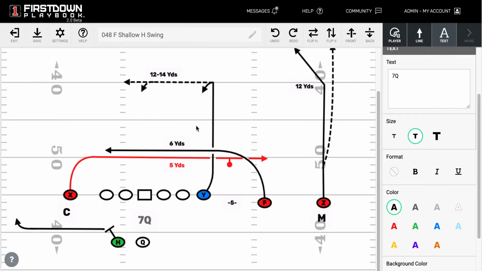The way we teach it, a shallow cross concept has a basic cross by number 2 or number 3 heading in the opposite direction of your shallow cross runner right here, your shallow runner. And then you have the third part of your triangle over here. So really what you've got is a triangle that's built with the 2 receivers going opposite directions.